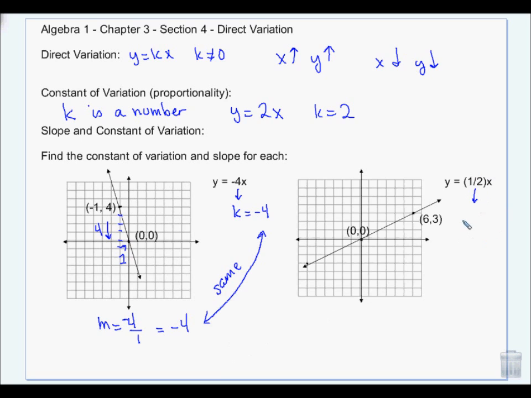So I have the equation, so k is 1/2. So I'm going to say, okay, my slope is going to be 1/2, and we can double check it. I go from here to here. I'm going to go 1, 2, 3. So I'm going to go up 3, then 1, 2, 3, 4, 5, 6. Over 6. So they're the same.